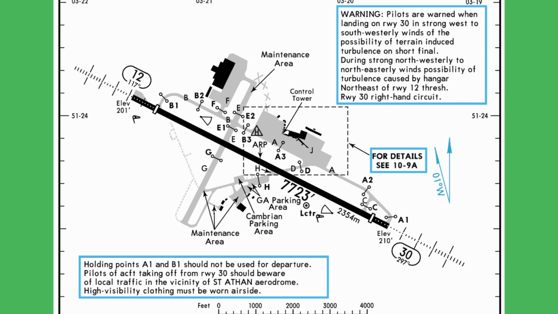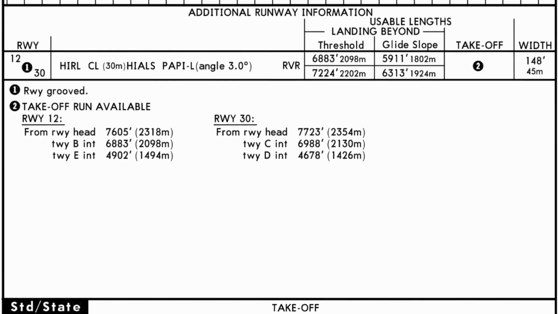I'm focusing on the most important features here, but I'll link Jeppesen's chart legend below in case you ever see symbols you don't recognise. In the next section, we'll find some additional runway information, in this case, runway 12 and 30. The usable landing lengths for both runways are given from both the runway threshold and from a point abeam of the glidescope transmitter. This is relevant if you're conducting an ILS landing, as it will tell you how much landing length you have from the point the glidescope is guiding you down to.